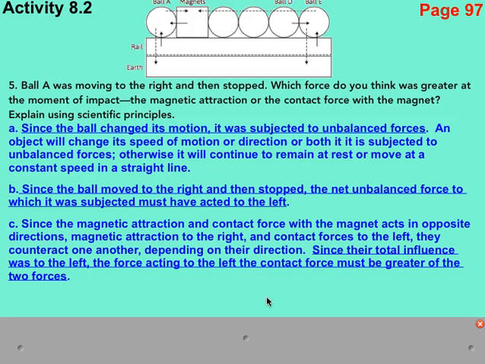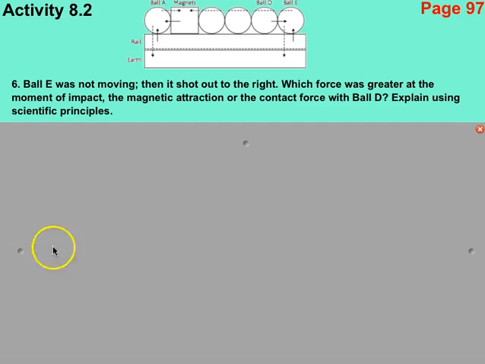How'd you do on this one? If you answered this one correctly, I'm really liking your chances on the test that we're going to have coming up. So let's look at question 6.